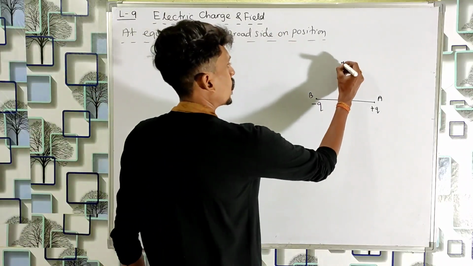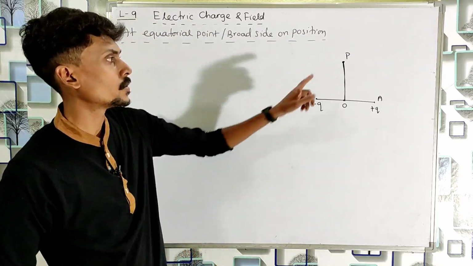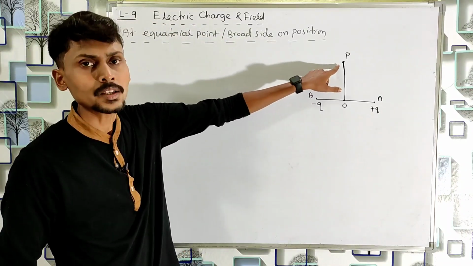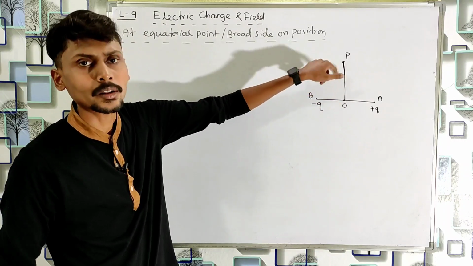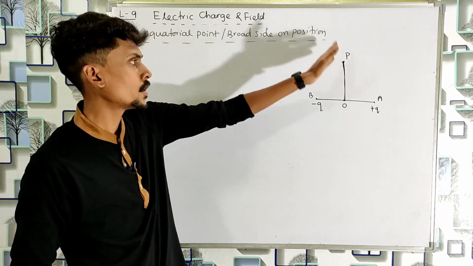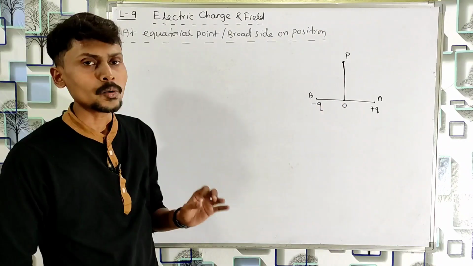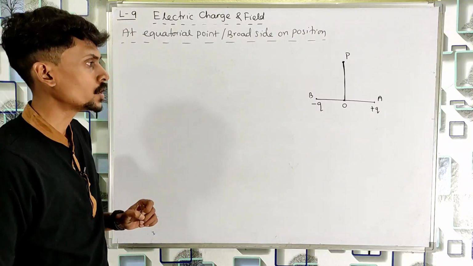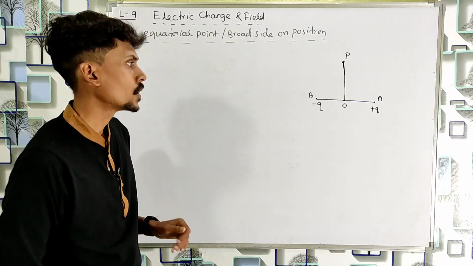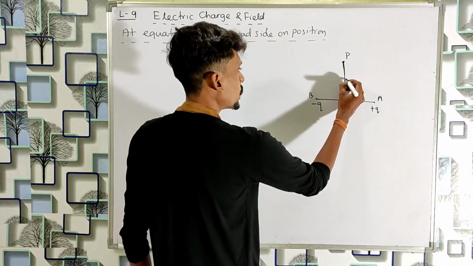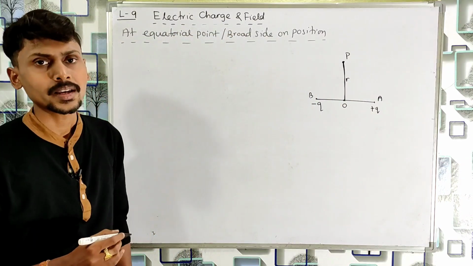Suppose I consider a point P here. This point P is known as equatorial point. You can choose a point at any position on the line. Every point on the equatorial line is known as the equatorial point. Is that clear? So now we have to calculate the electric field intensity due to this dipole at the equatorial point. And suppose the distance of the point P from the center O of the dipole is r.